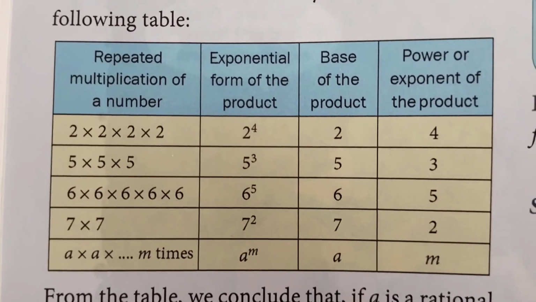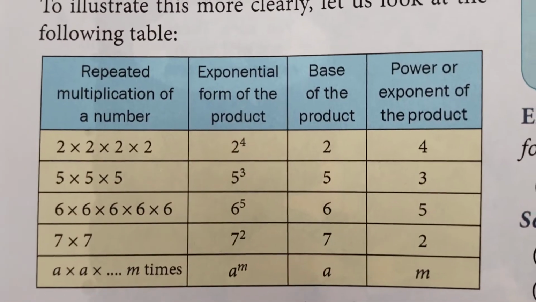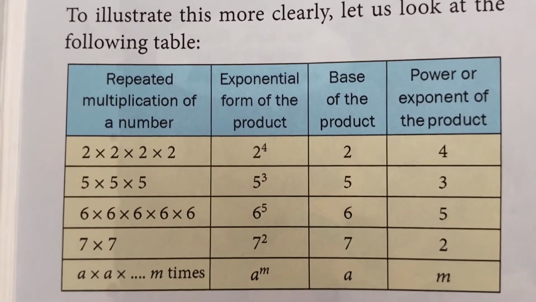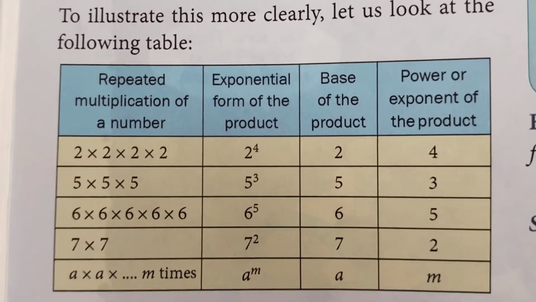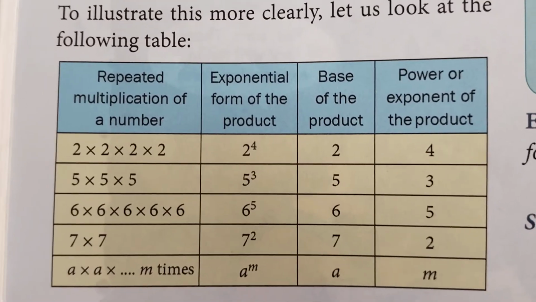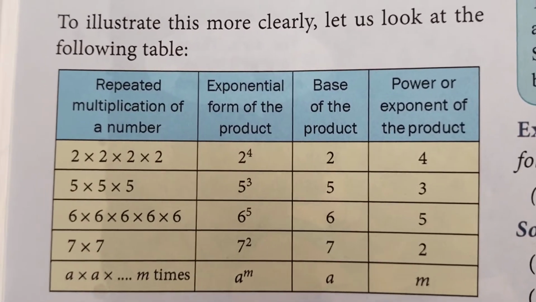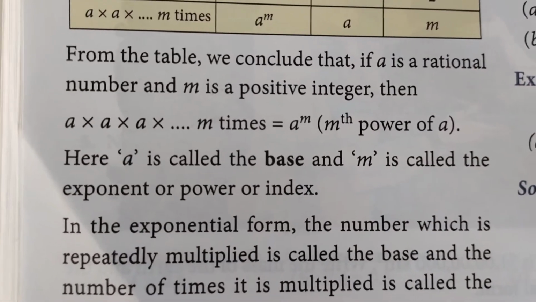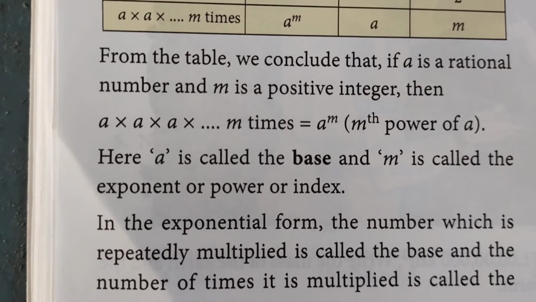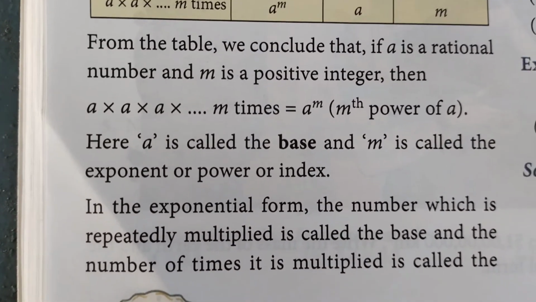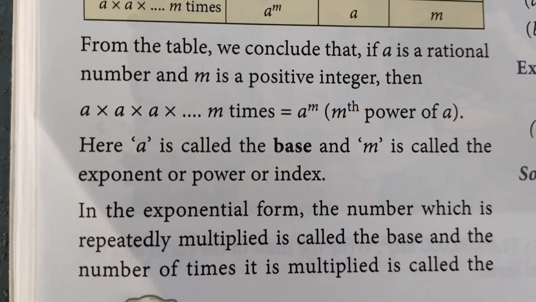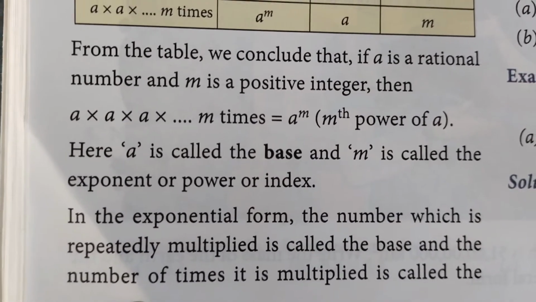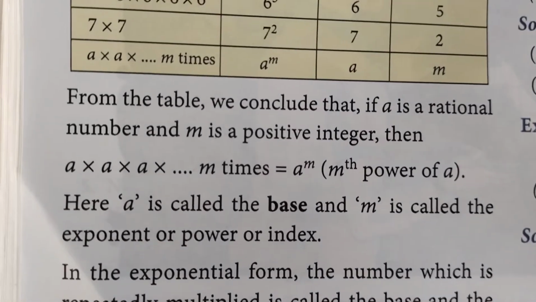6 into 6, repeated 5 times, is 6 power 5. 6 is the base and 5 is the exponent. And similarly the last one, a into a, m times, is a to the power m, where a is the base and m is the power. From the table we conclude that if a is a rational number and m is a positive integer, then a into a, m times, can be written as a to the power m, the mth power of a. Here a is called the base and m is called the exponent of the power.